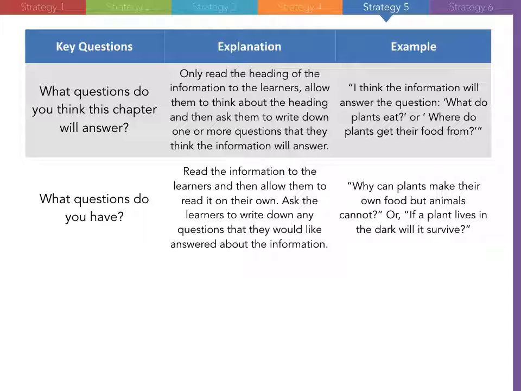And the next question could be, what questions do you have? So read the information to the learners and allow them to read it on their own. Then ask learners to write down any questions that they would like answered about the information. Remember, there is no right or wrong question for the learner to come up with. And a sample response could be, why can plants make their own food but animals can't? Or if a plant lives in the dark, would it still survive?